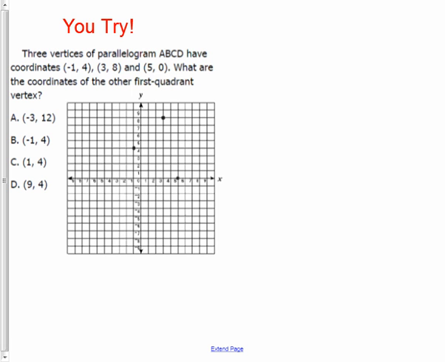All right, go ahead and try this one on your own. These are three vertices of a parallelogram. A, B, C have coordinates (-1, 4), (3, 8), and (5, 0). What are the coordinates of the other first quadrant vertex? You're going to have to first plot these points to see what you're working with. If you remember the quadrants, 1, 2, 3, 4.